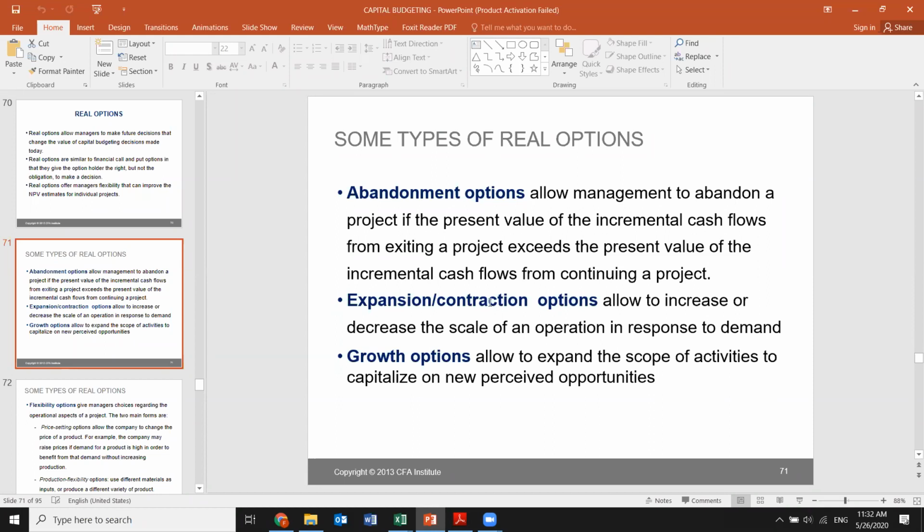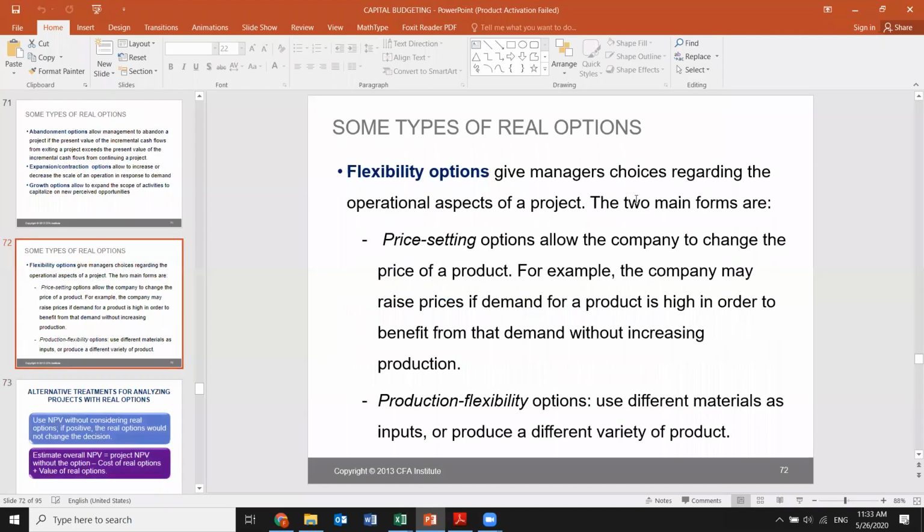When it comes to expansion and contraction options, they allow you to increase or decrease the scale of operation in response to demand. The third one is growth options, which allow you to expand the scope of activities to capitalize on newly perceived opportunities. We also have flexibility options that give the managers a choice regarding operations and aspects.